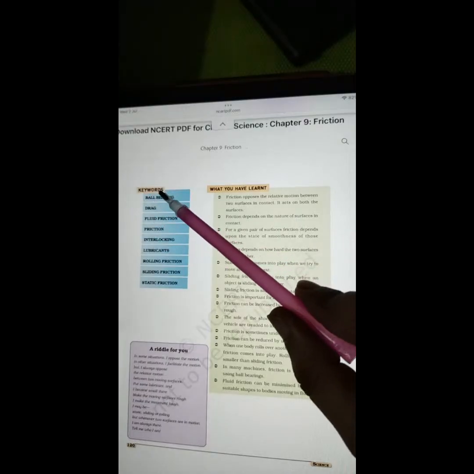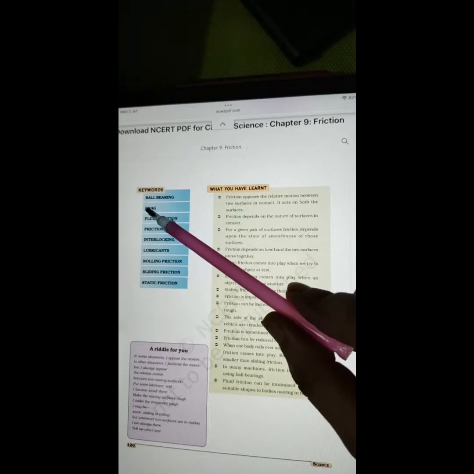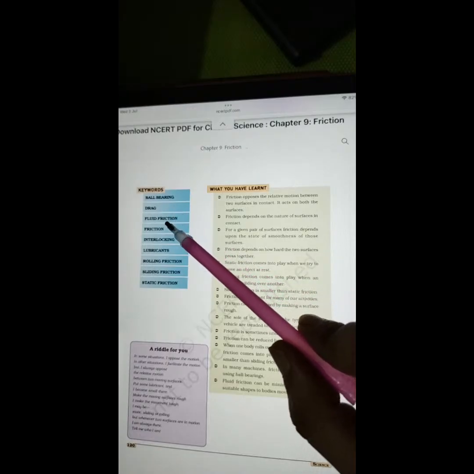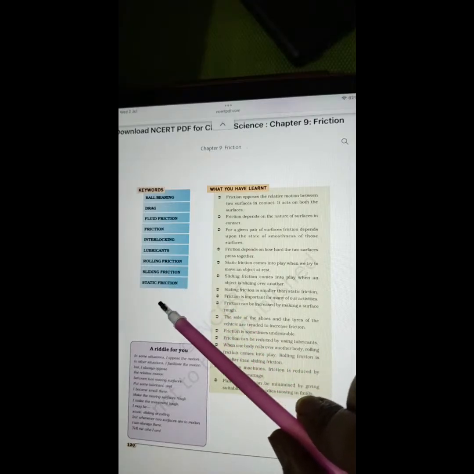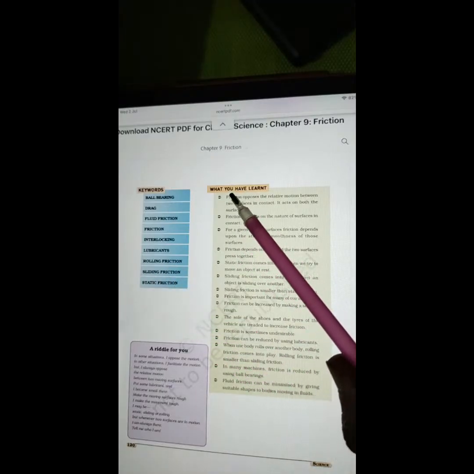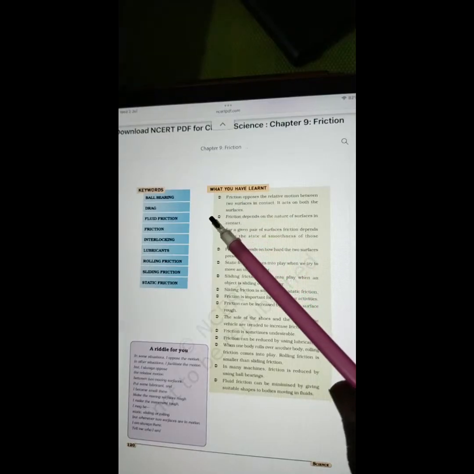So, this friction chapter 9 of class 8 was a short chapter. We are done with its reading. The keywords that were there in the red part are ball bearing, drag, fluid friction, friction, interlocking, lubricants, rolling friction, sliding friction, static friction. Before we end this audio, let's start the summary.